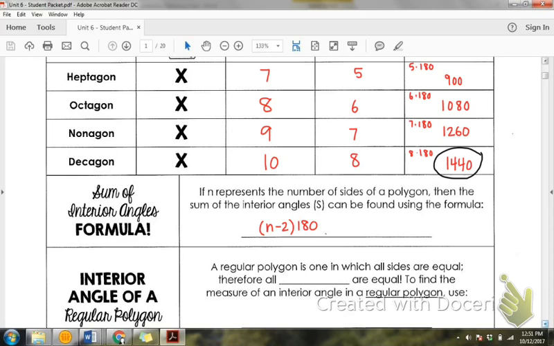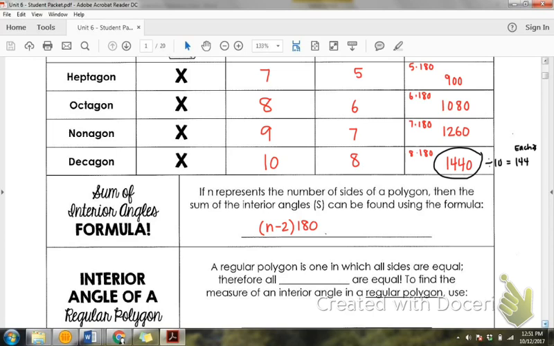Divide by the number of sides, right? So if I took this number and I divided this by 10, I would get 144. That means each angle is going to be 144. So we take the total number of the inside and we divide it by the number of sides. Okay? So on your formula, we're going to create a formula down here. We have space. Okay, it says, therefore, all angles are equal.